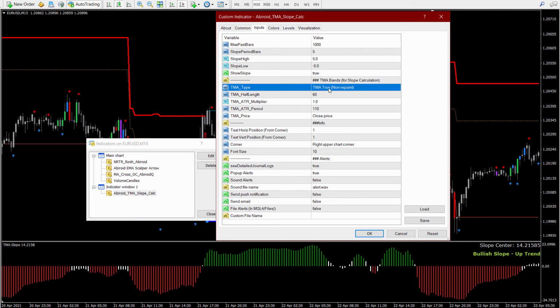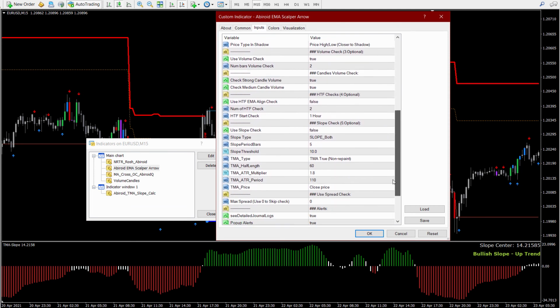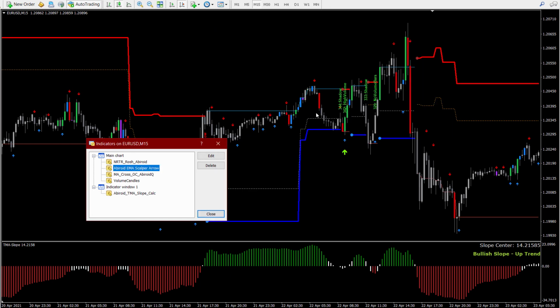TMA, by default, this slope indicator, it provides you all of these types, and the EMA scalper arrows, this one also provides you with every possible TMA type. And you can set the slope threshold, and you can also set the slope period. Bars are basically the number of bars back for which it will calculate the slope. So suppose the TMA line is going up in this direction, then it will calculate the slope for the 5, like point this and 5 bars back, that point. It will calculate the slope between those 2 points.